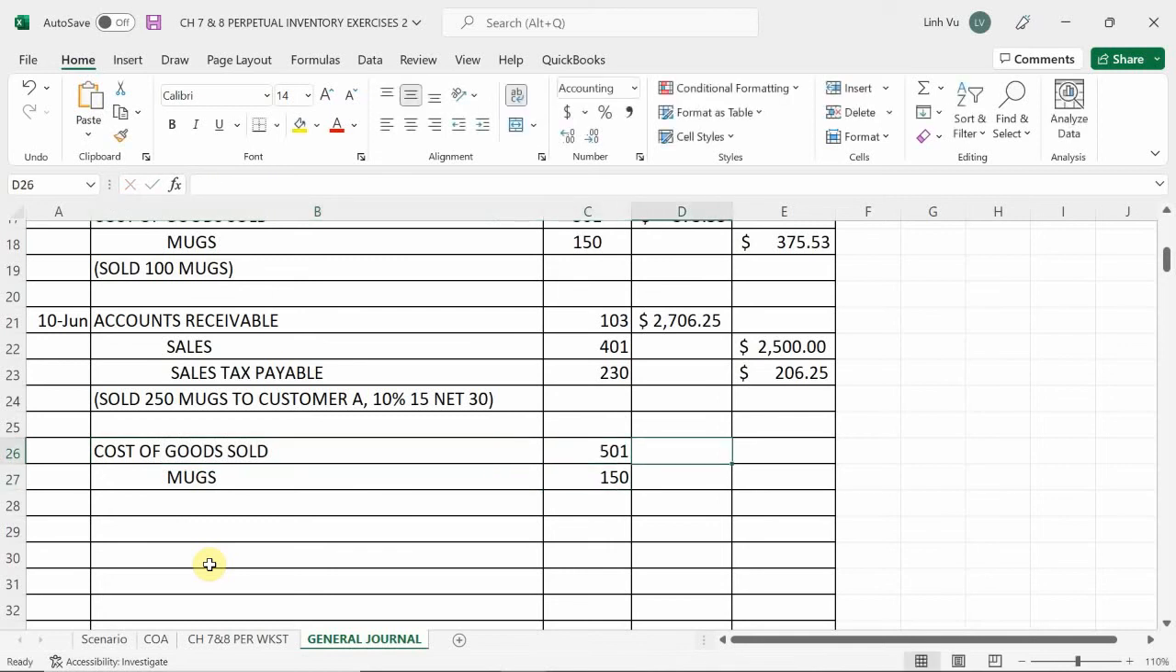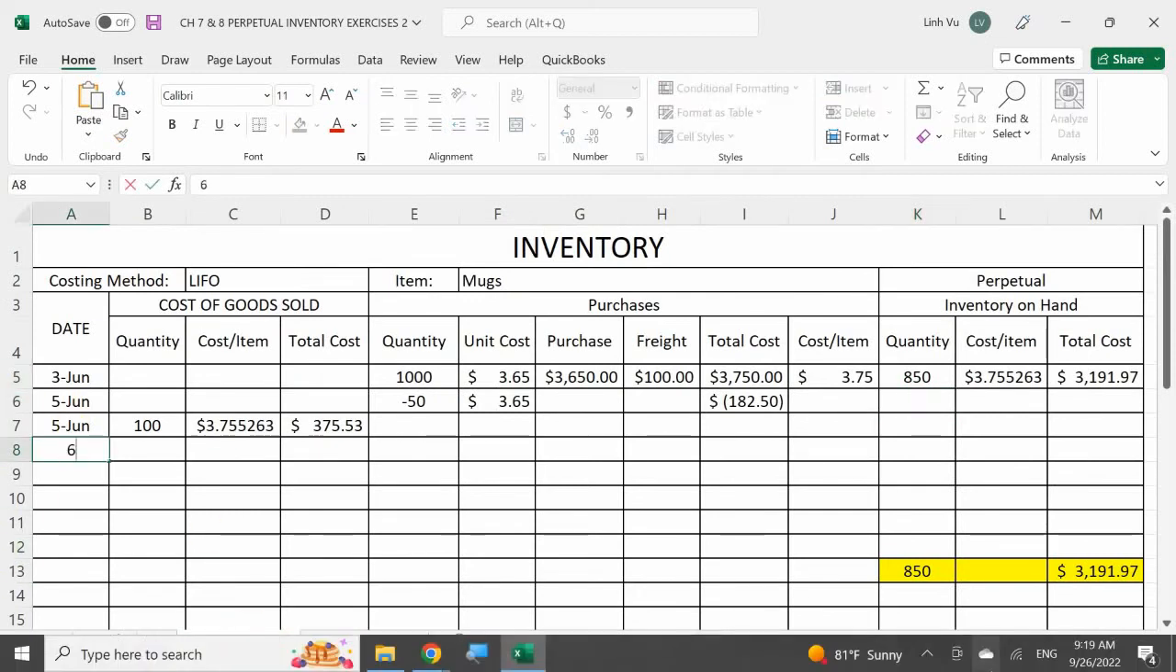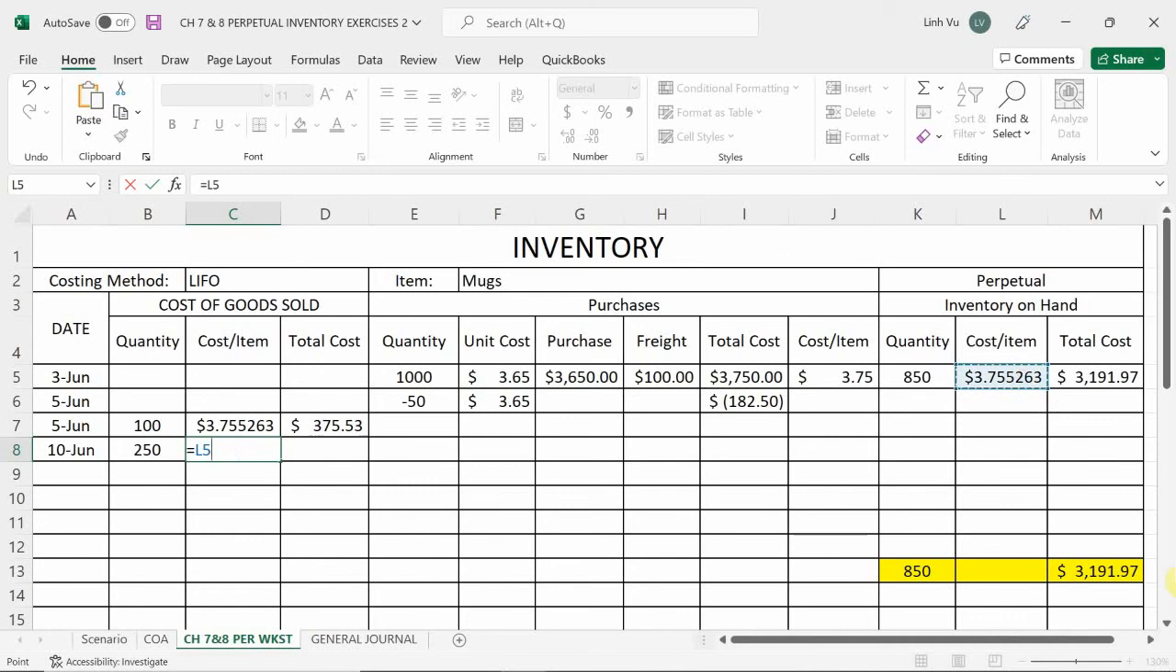Okay. So in this case, this is where I have to go to my inventory worksheet because now I need to figure out what that number is. So today is June 10. We sold 250 mugs. At what cost per item? 3.77, 3.755263. Good. So in this case, how much is it going to cost me to sell 250 units at 3.755263?